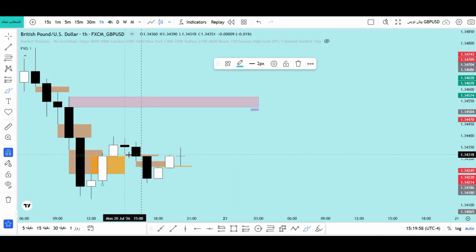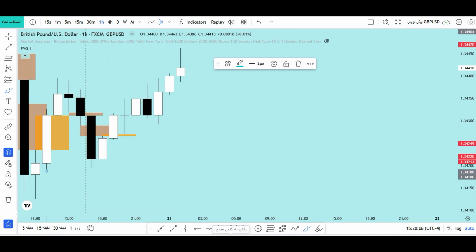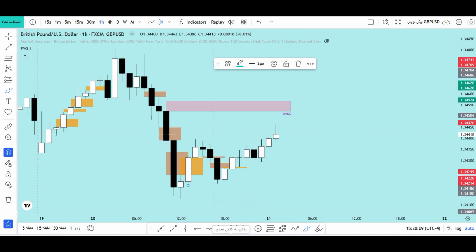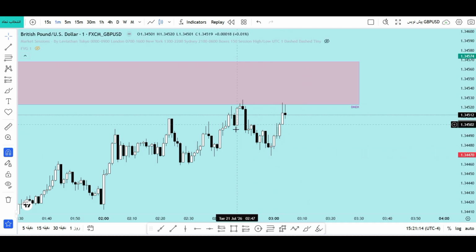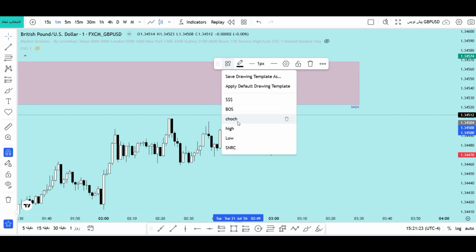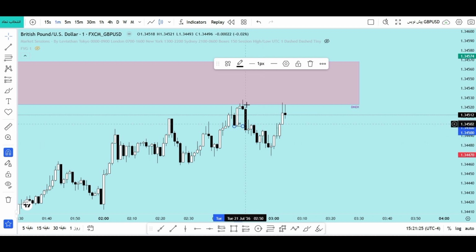And this is the midnight. Okay, price came back to the zone and we are going to the lower time frame to see if there are any setups or not. As you see in the lower time frame, we have a change of character, one of our conditions for entry to the position. And as you see, we have here QMR.